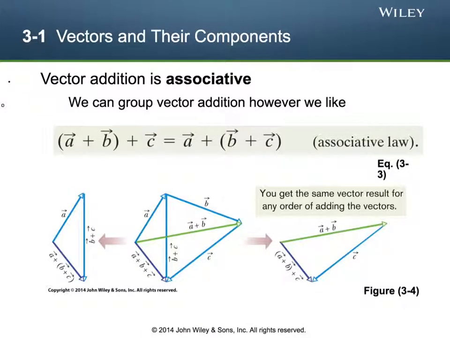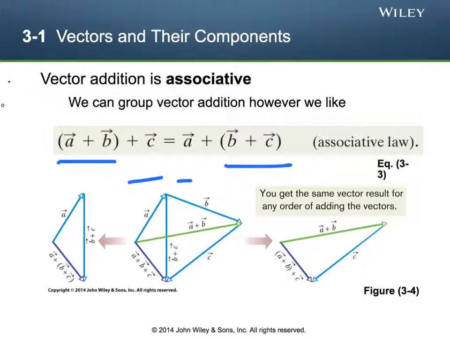Likewise, there's also an associative property of vector addition if we have three vectors that we want to add together and find their total sum. We can add the first two and then take that resulting vector and add it with the third, or take the last two, take that resulting vector and add it with the first.